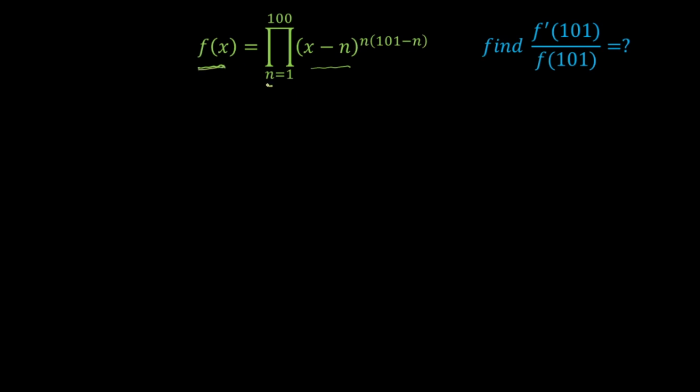Why? Because our lower index is 1 and upper index is 100. As soon as you start putting the values n equal to 1, 2, 3, and so on up to 100, you will see f of x is a product of 100 terms. Our objective is to calculate f dash of 101. First we'll calculate the first derivative f dash of x, then plug in x equal to 101. Similarly, we can calculate f of 101 by simply plugging in x equal to 101.